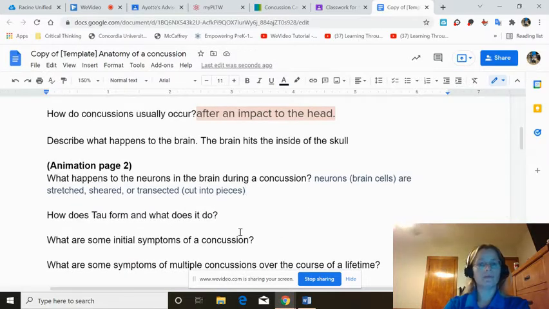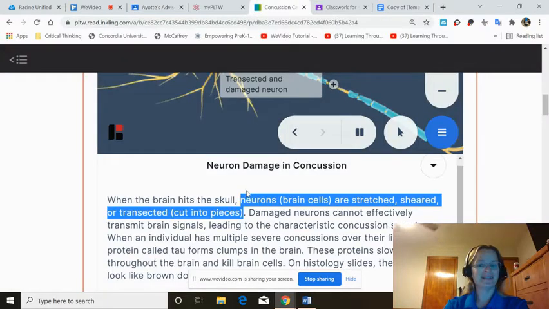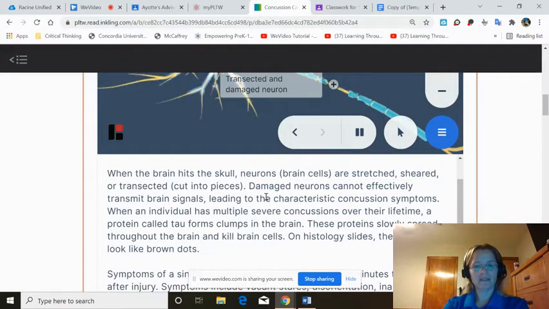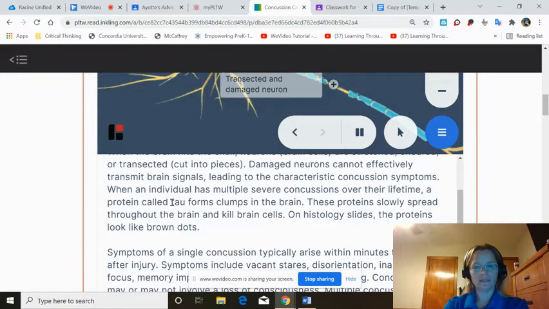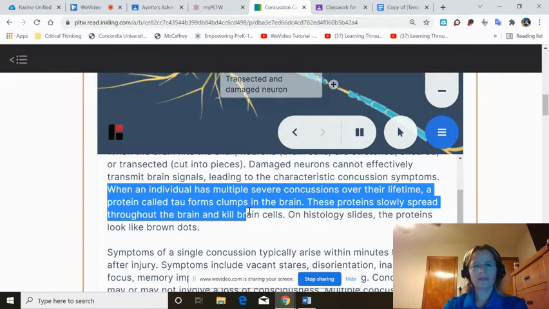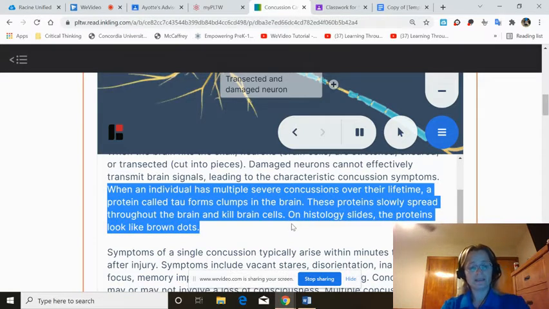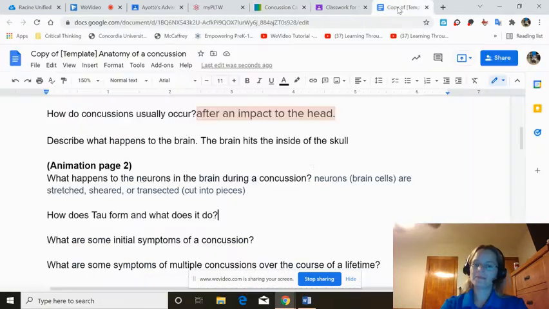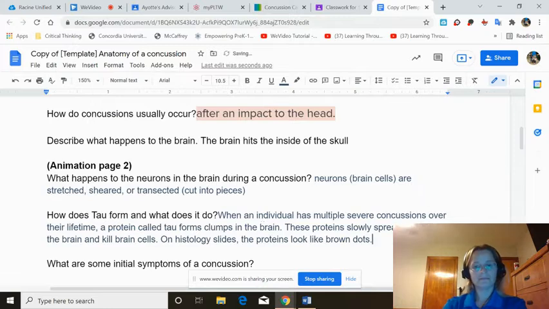How does tau form and what does it do? Let's see if we can find that together. Damage can effectively, here we go, tau. Here we go. Severe multiple concussions, protein called tau. It spreads throughout the brain and kills brain cells. Yikes. It's kind of scary. There we go.